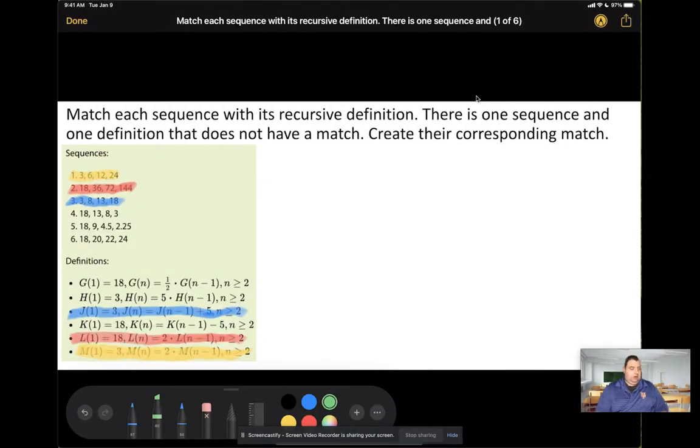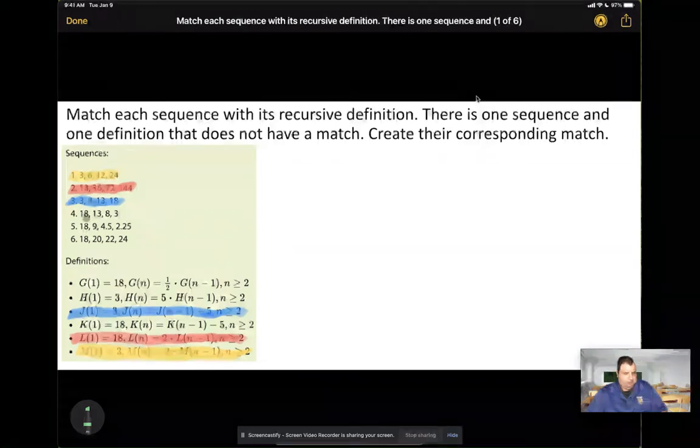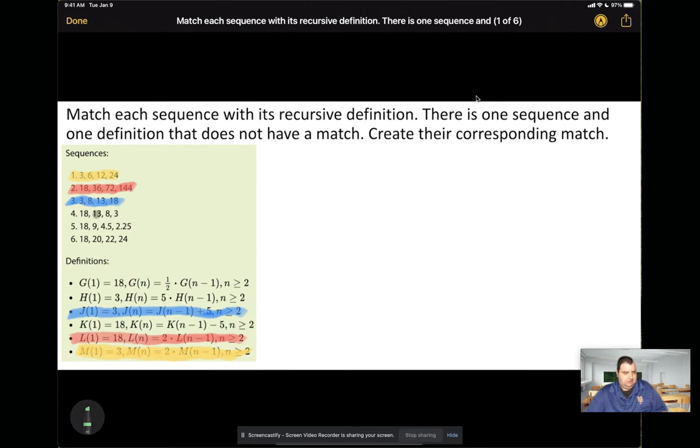Number 4: 18, 13, 8, and 3. So this looks like a subtracting 5 situation. 18 minus 5 is 13, 13 minus 5 is 8, 8 minus 5 is 3, and so on and so forth. So this is an arithmetic sequence in which we're starting at 18 and subtracting 5 each time.